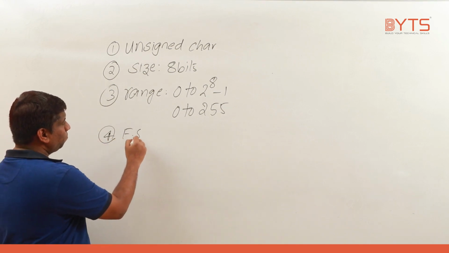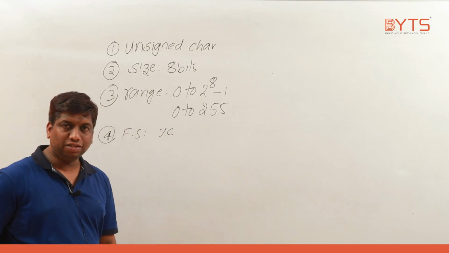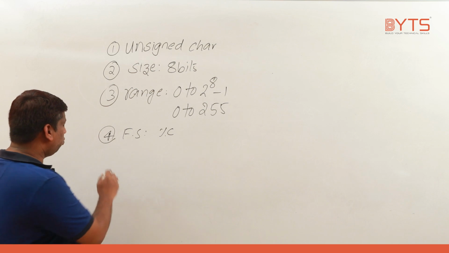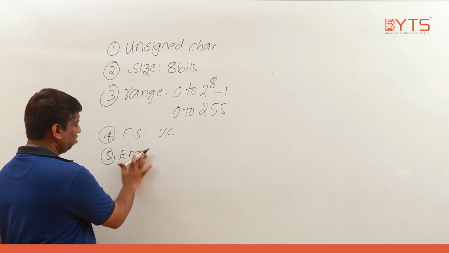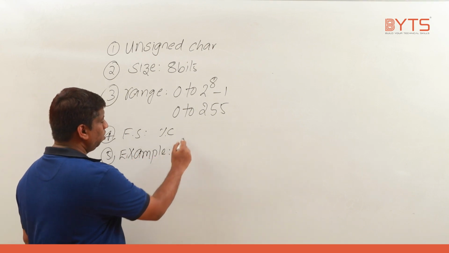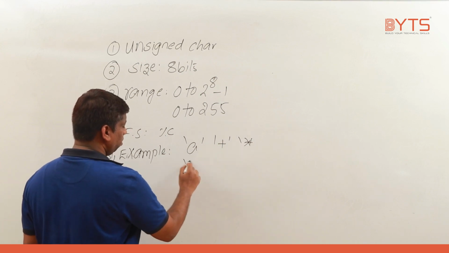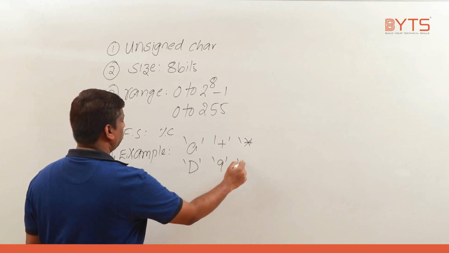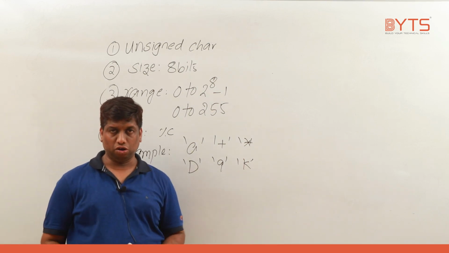Next, format specifier. What is the format specifier? It is %c. What is the example we have? 'A', '+', '*', 'D', '9', 'K'. Anything which is represented in a pair of single quotes is a character constant.